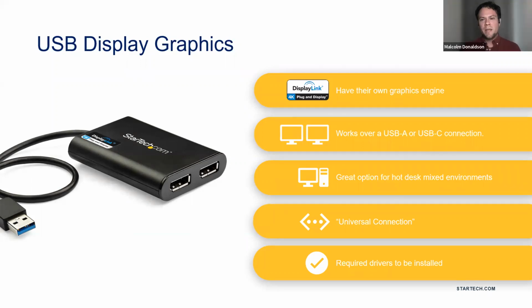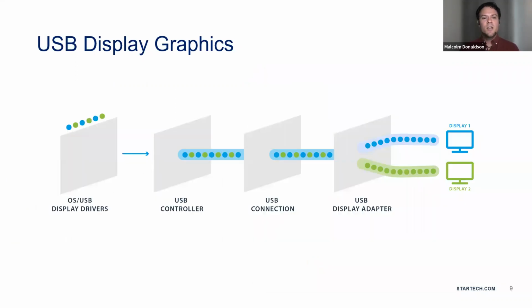Sure. So a major advantage of a USB display graphics solution is that they have their own graphics engine. That comes in the form of a chipset in the adapter itself. And those could be from a variety of different companies, including DisplayLink, Silicon Motion, or Trigger. This type of solution works over either a USB-A or USB-C connection. We're going to talk about this a little bit later, but it's definitely a great option for a hot desk environment where there might be a mix of operating systems or a mix of different models of host that may have different capabilities as far as port availability goes.